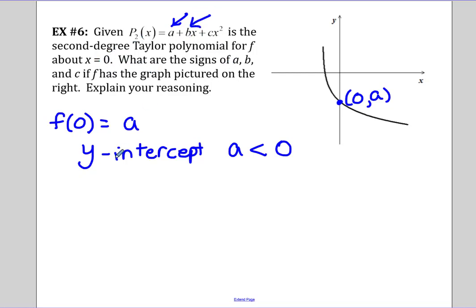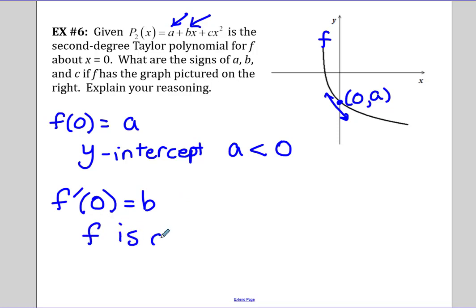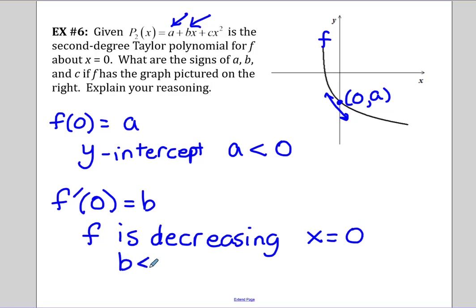The b value. The b value represents the derivative at x equals 0, the slope of the tangent line, and our function f is a decreasing function. So f is decreasing at our c value, which is 0, and that would tell us that b has to be a negative number because the slope of our tangent line is negative.